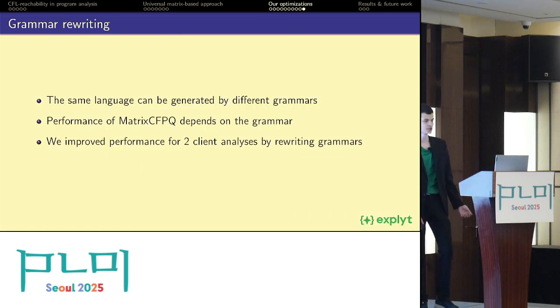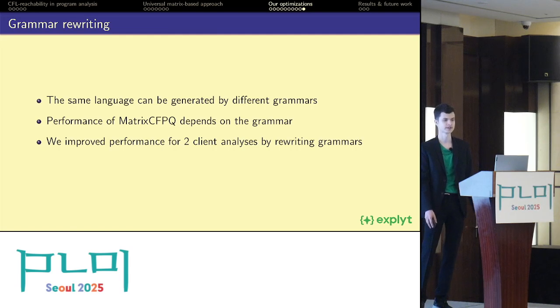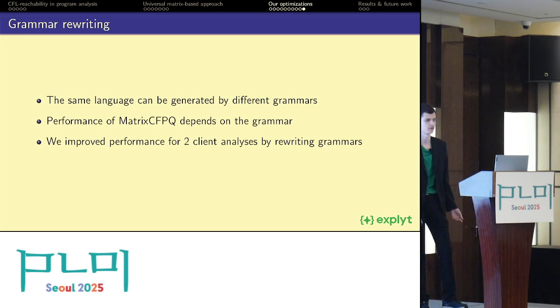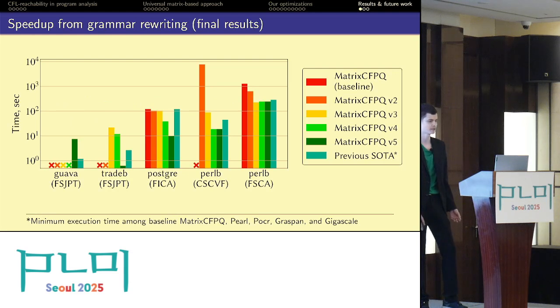This last optimization is related to the fact that the same context-free language can be generated by different context-free grammars. And for 2 grammars from the CFPQ dataset, we found equivalent grammars that result in a better performance of the respective analyses. This last optimization is purely empirical, so all I can do is show you execution times one last time.